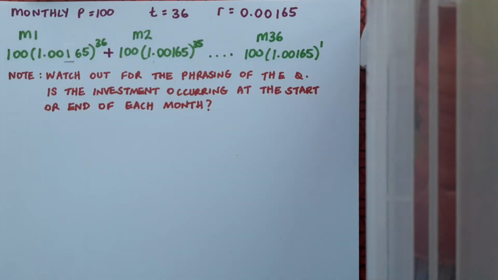Just a little note at this stage to watch out for the phrasing of the question, because sometimes in the question they'll have it put so that the investment is occurring at the start of the month, like they have in this case, but it can also happen that the investment is occurring at the end of the month. And if that's happening, you might find that your last investment might not have an opportunity to earn interest because it's coming in right at the very tail end of the investment period.